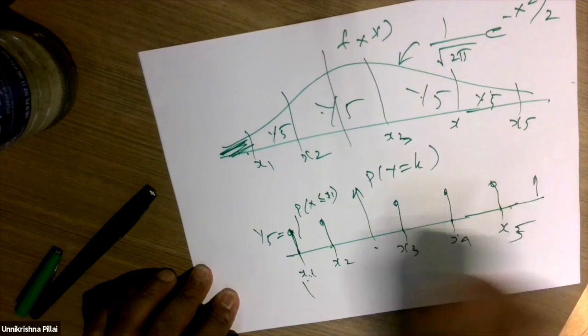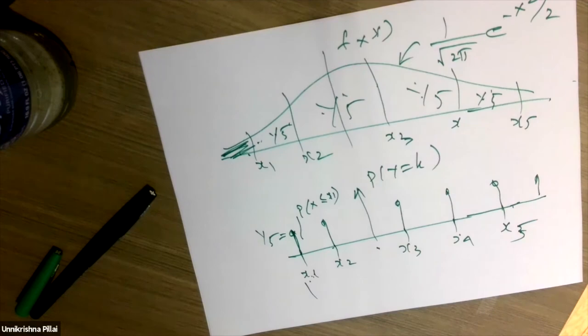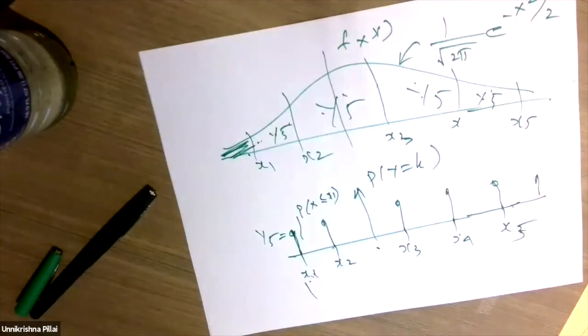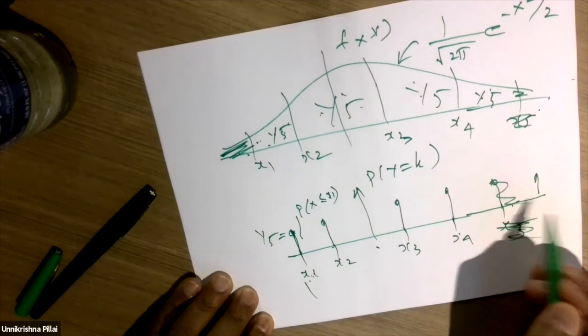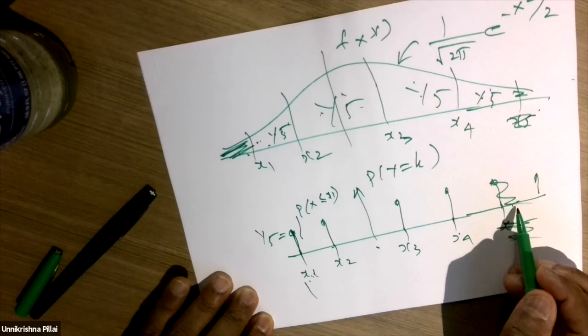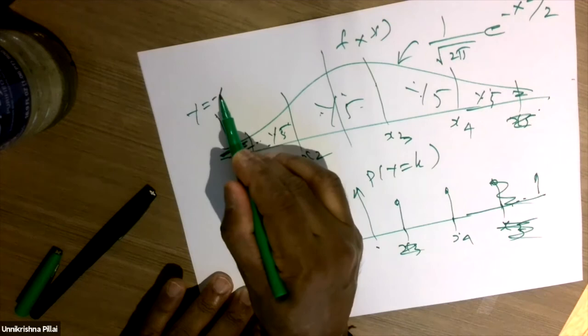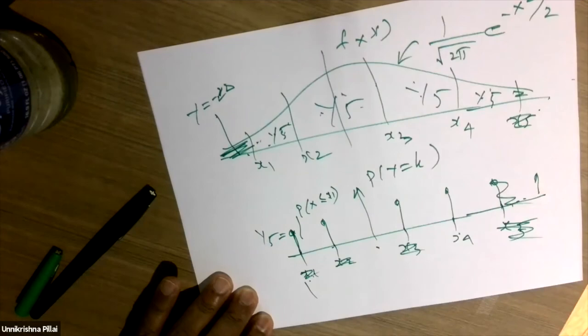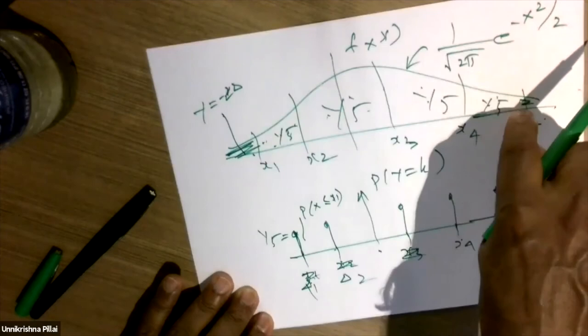So there will be some value of Y for each region. If it is a five-step quantizer, you only need to find up to x4. Either way, since I wrote 1/5, this is a five-step quantizer. This is not x1, this is some value of Y. Whatever value of Y this corresponds to, you may say delta 1, delta 2, delta 3, delta 4, delta 5. Remember, this is in Y. These probabilities are equal so that the output comes out uniform.